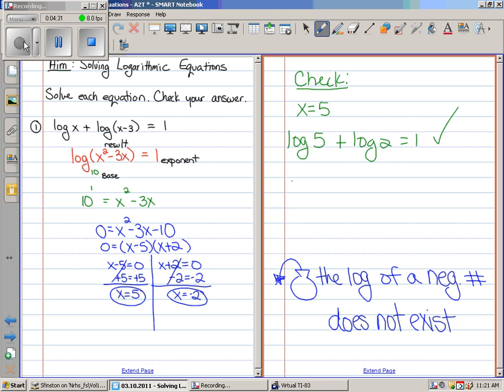Now let's try the other one. What happens when x is equal to negative 2? Well, you get the log of negative 2 plus the log of, what's negative 2 minus 3? You could try plugging it in, or you could say to yourself, well, this automatically can't occur, and this automatically can't occur. So 5 it is. You got to reject this.